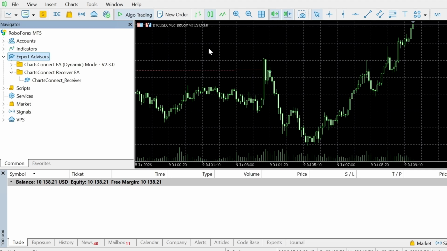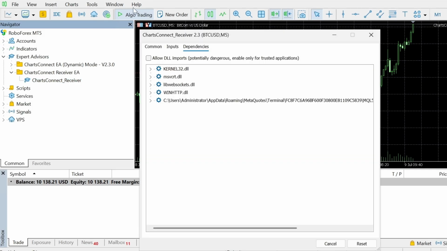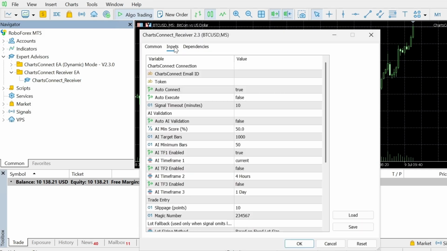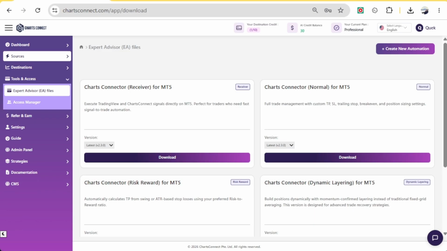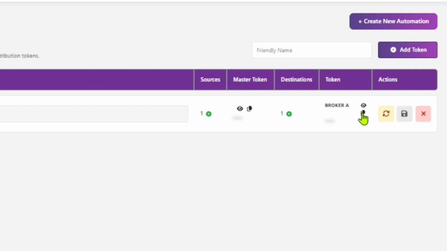Make sure that you are on the correct chart as your strategy. In our strategy, we are using Bitcoin. So over here, we have the BTCUSD chart. Click on the receiver EA and drag it across. Make sure that your algo trading is also on. Allow DLL. Go to Inputs. Let's go back to ChartsConnect. Go back to your Sources and Master Token. Over here, get the token for your destination. You can click on the copy button here.